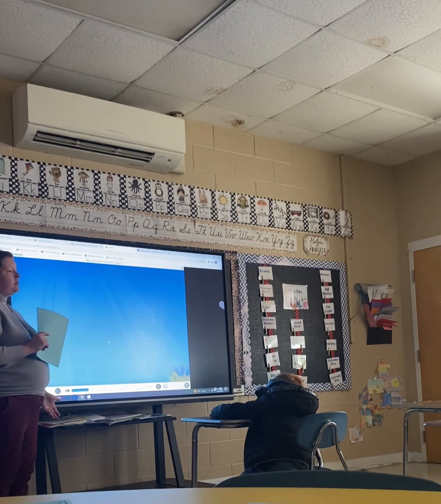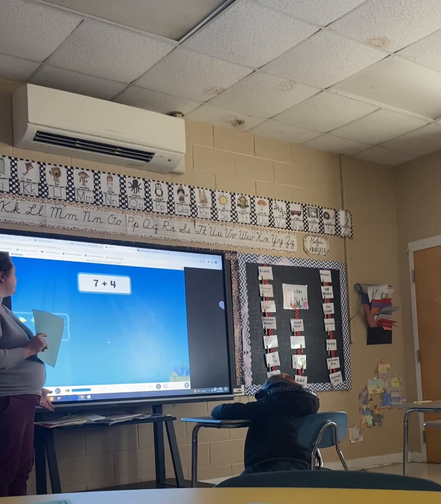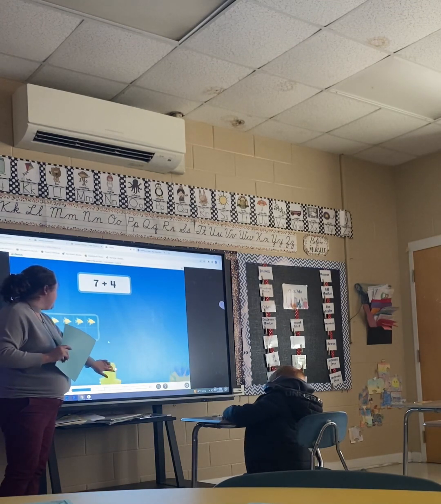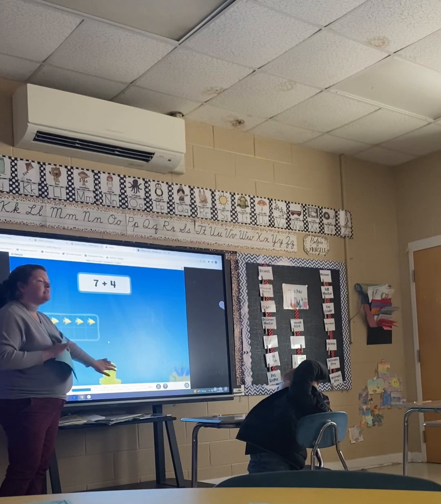Now let's try a harder one. Now let's add 7 plus 4. We have 7 fish. Now we have to add 4 more. We have to add how many to make it 10? We have to add how many, Harrison, to make it 10? 11?